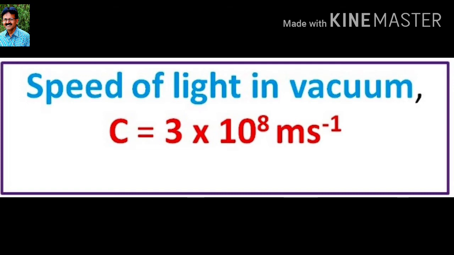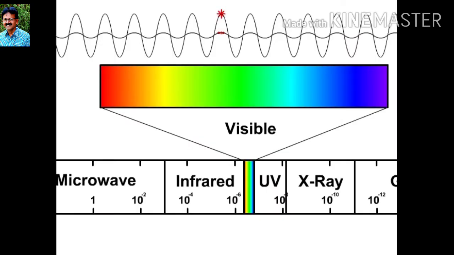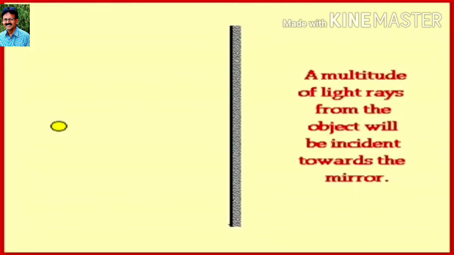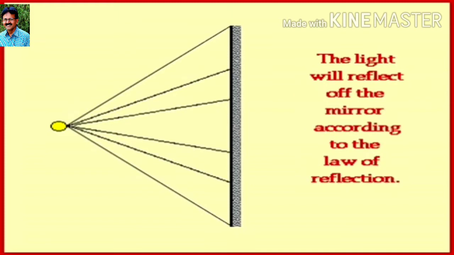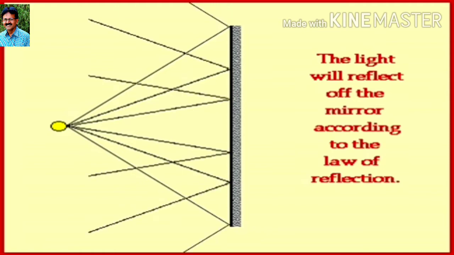Another thing, that light travels in a straight line, contradicts the view that light is an electromagnetic wave. Hence, ray optics is valid when the wavelength of light is very small compared to the size of an obstacle, that is, the object that we encounter.